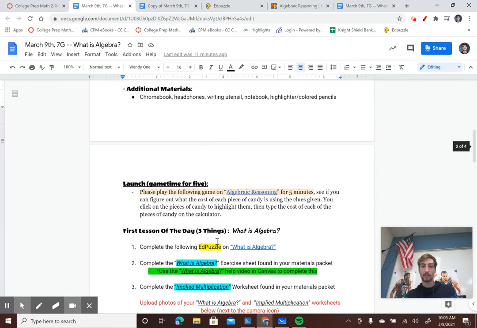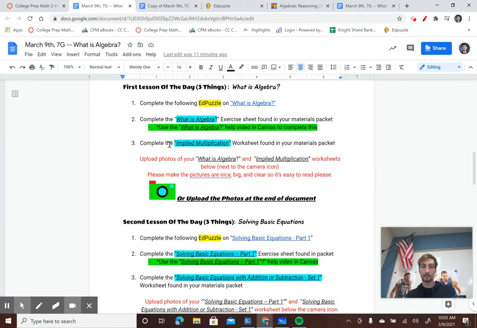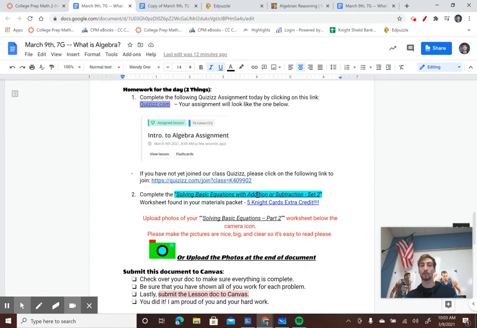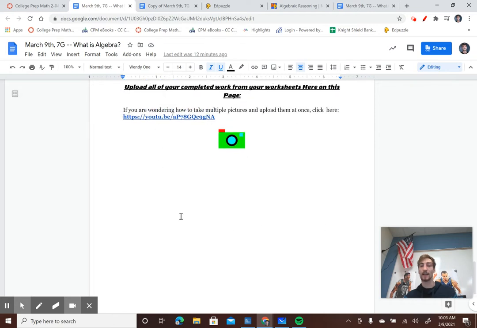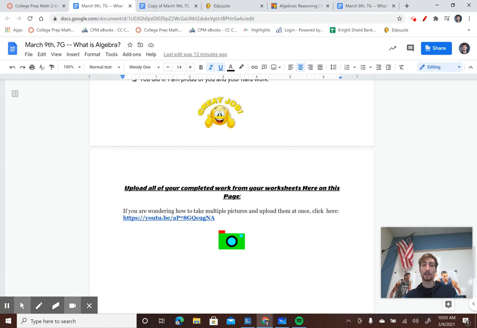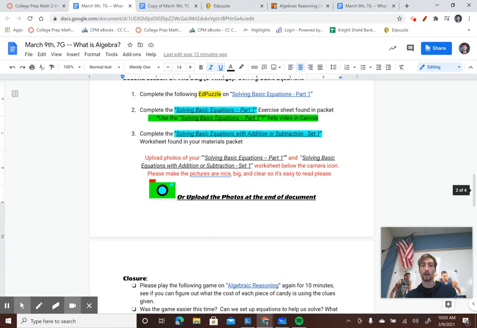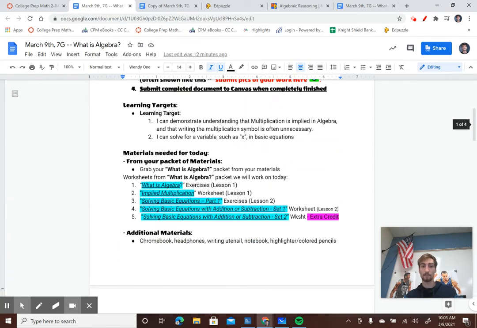And then after you complete that exercise sheet, you'll use it to work on this implied multiplication worksheet, and this is also found in your materials packet. And then you can upload a photo of both your What is Algebra and Implied Multiplication worksheets right here where it says Upload Photo. And if you want to, you can also upload your photos here at the very end of the document. So if you don't want to have to go document by document uploading photos, you can just upload them all at the end.